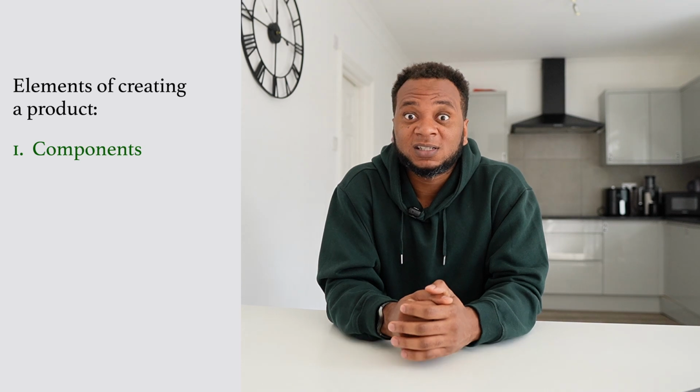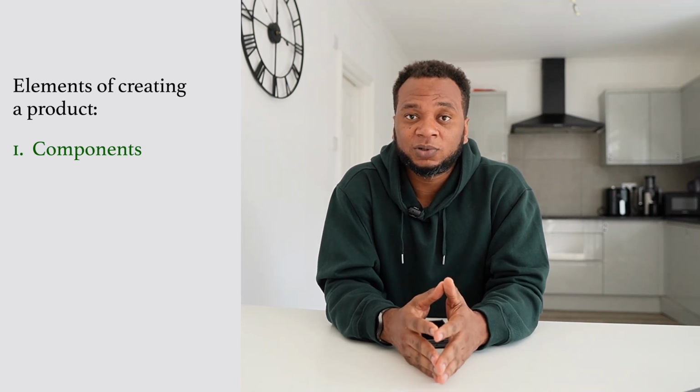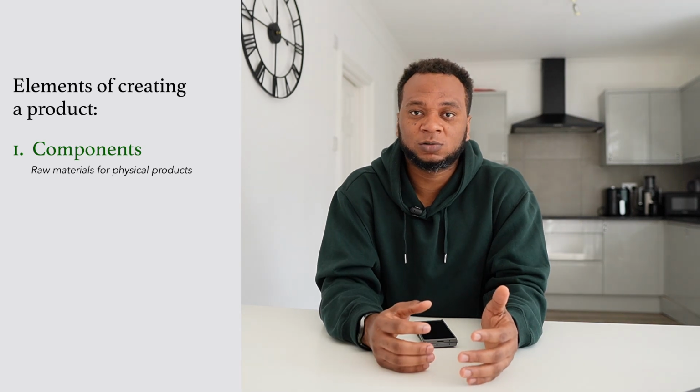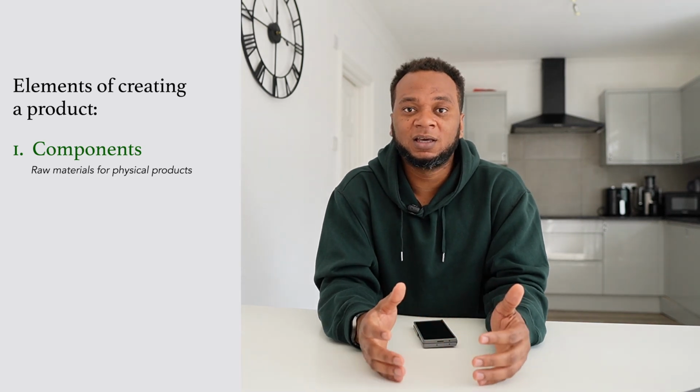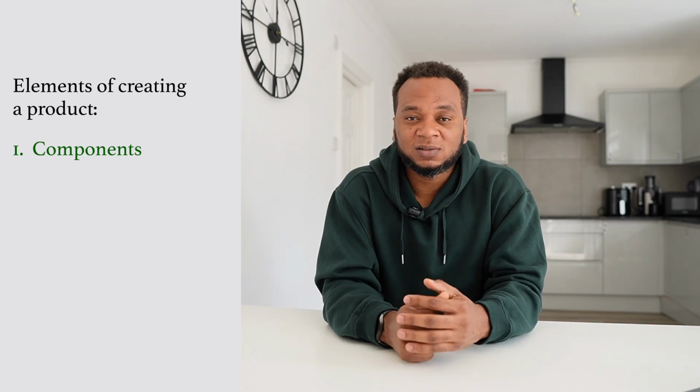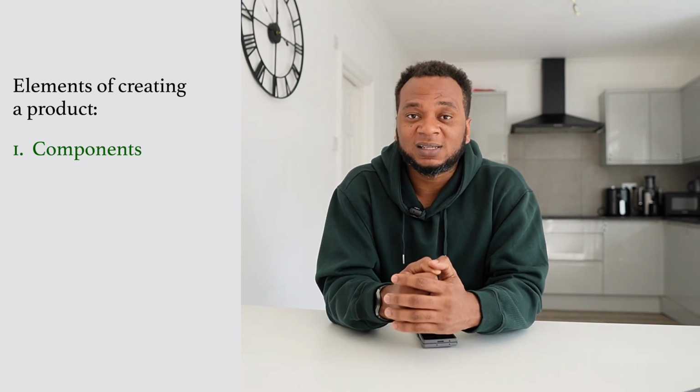The first one is called components. Now this is very important if you are creating a physical product. You need the raw material components that go into making the product. So for example, with a cake, you need flour, sugar, eggs. Those are the raw materials you need. So that's components.